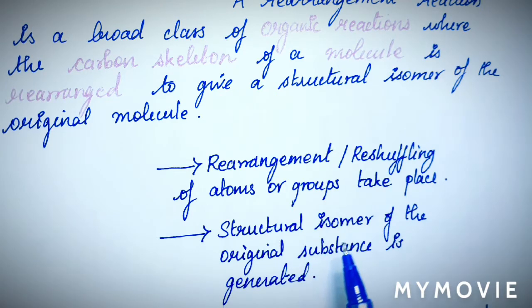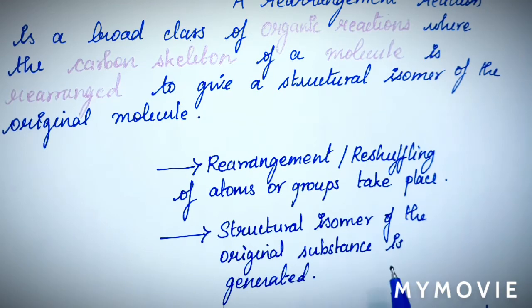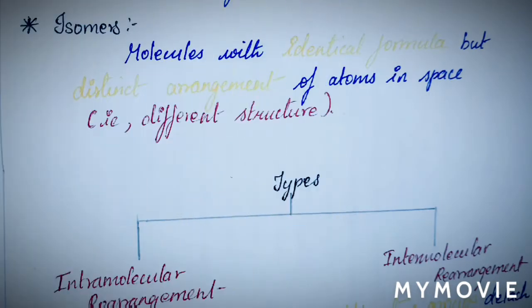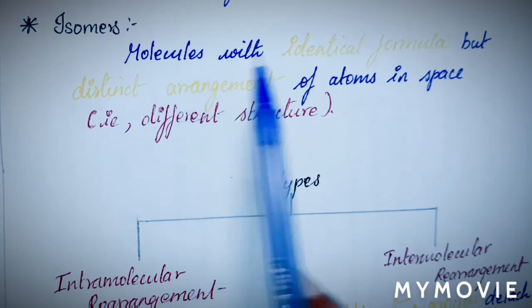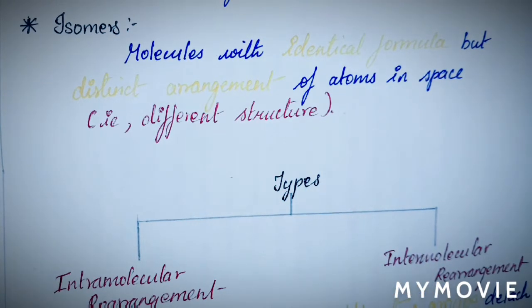Now, what is an isomer? We all know that an isomer is a compound that has an identical formula but a structure different from that of the substrate or the reactant compound. So, a structural isomer, that is, a compound with the same molecular formula as the substrate but with a different structure, will be produced due to the rearrangement reaction. Here I have written down what isomers are. These are nothing but molecules or compounds with identical formula, but they'll have a distinct arrangement. That is, the arrangement of atoms in space will be different.